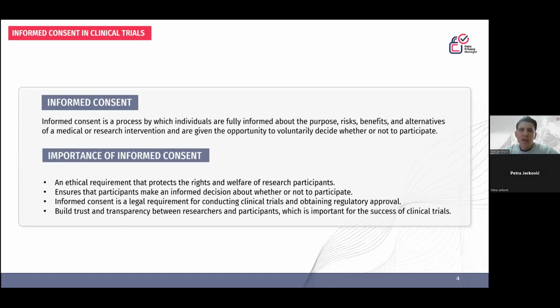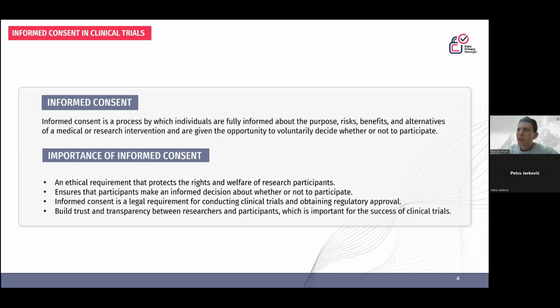So informed consent is a process by which individuals are fully informed about the purpose, risks, benefits, and alternatives of a medical or research intervention, and are given the opportunity to voluntarily decide whether or not to participate. In the context of clinical trials, informed consent is particularly important because it ensures that participants understand the nature of the study and what their participation entails.